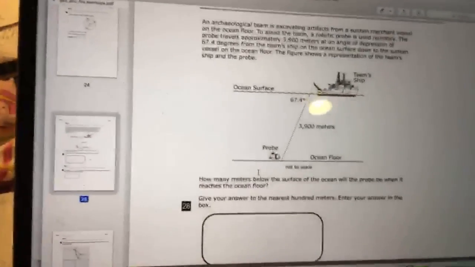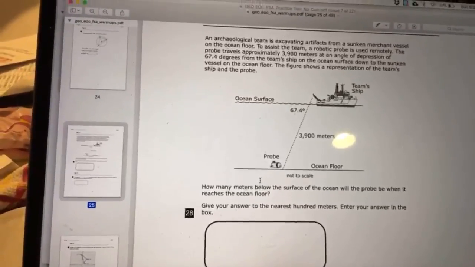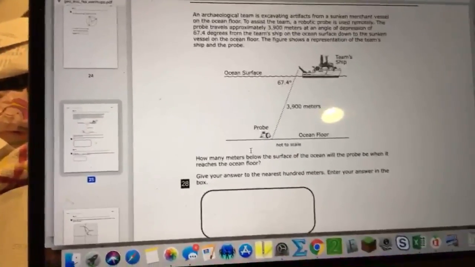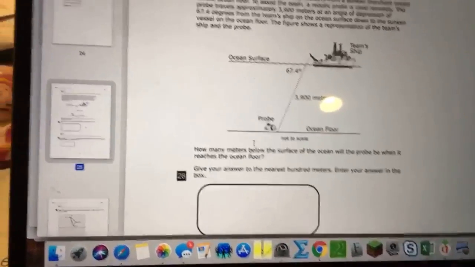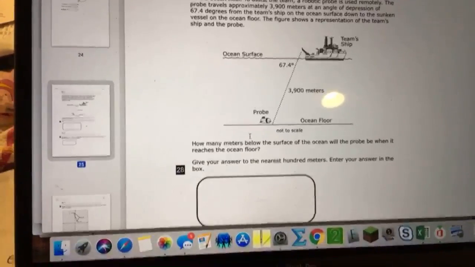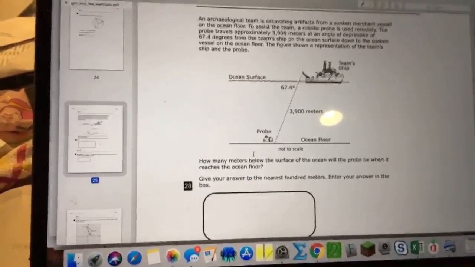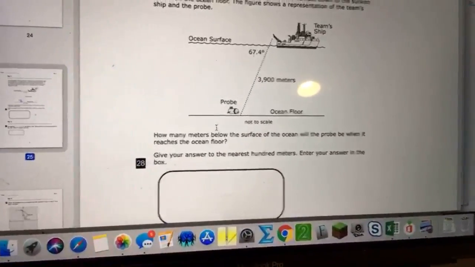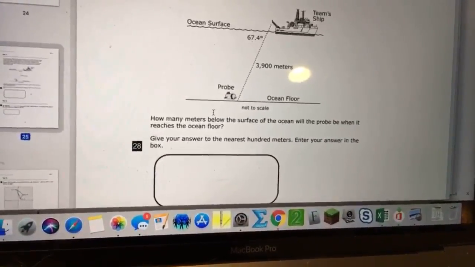Okay, an archaeological team is excavating artifacts from a sunken merchant vessel on the ocean floor. To assist the team, a robotic probe is used remotely. The probe travels approximately 3,900 meters. You will have the calculator on the second day, Atia. At an angle of depression of 67.4 degrees from the team's ship on the ocean surface down to the sunken vessel on the ocean floor. This figure shows a representation of the team's ship and the probe. How many meters below the surface of the ocean will the probe be when it reaches the ocean floor?